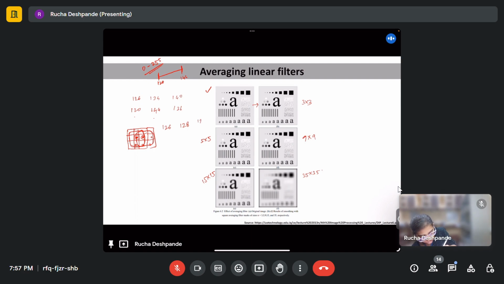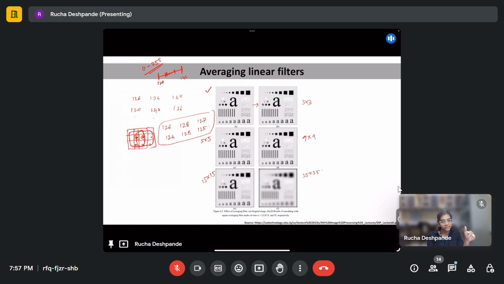So this is 127, 124. Now here, this is taking up an even smaller range. So here the image will appear more smooth. The more your size of the filter increases, your image will start appearing more and more smooth, so it will look more blurred.